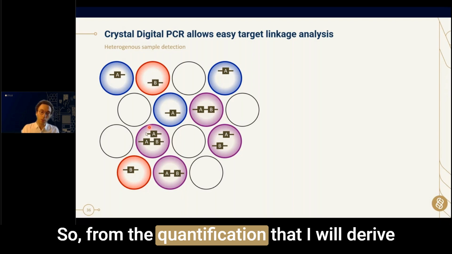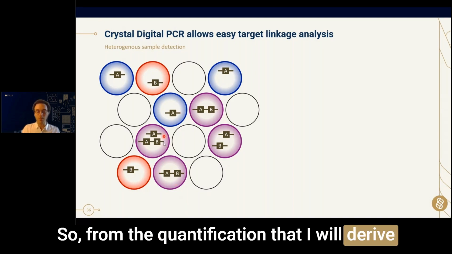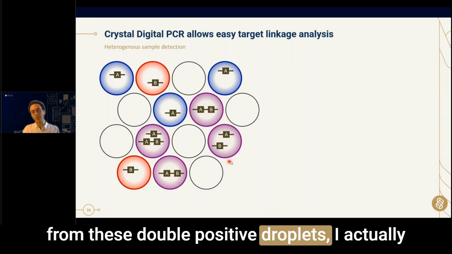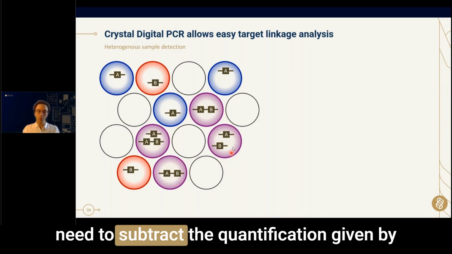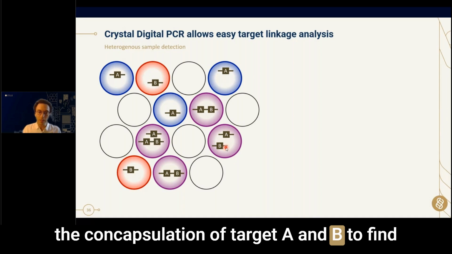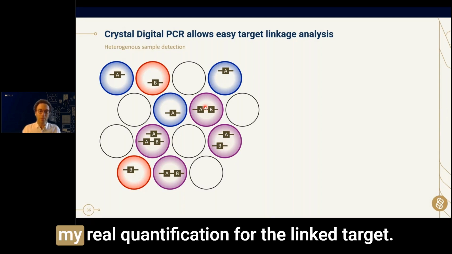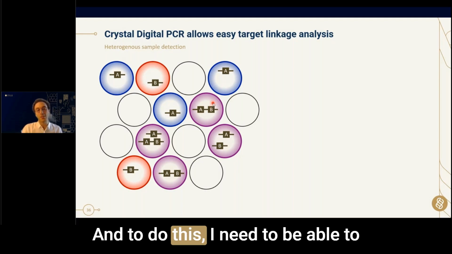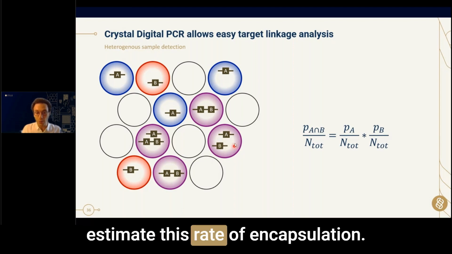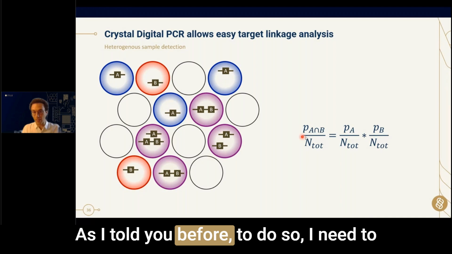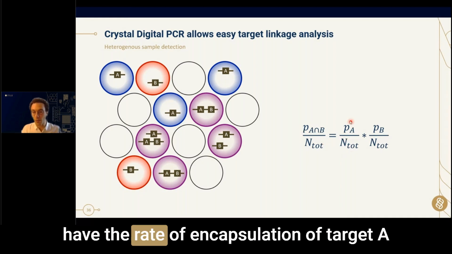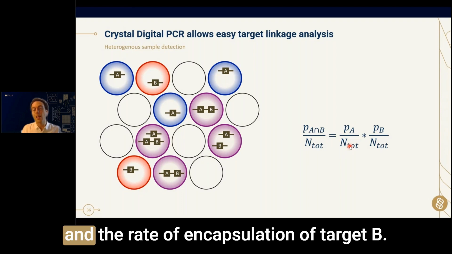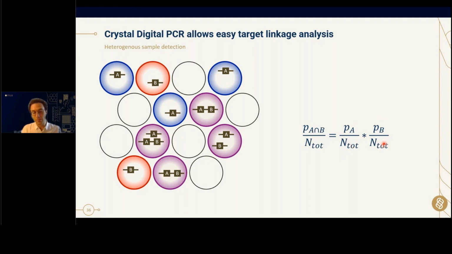So from the quantification that I will derive from these double positive droplets, I actually need to subtract the quantification given by the co-encapsulation of target A and B to find my real quantification for the linked target. And to do this, I need to be able to estimate this rate of co-encapsulation. As I told you before, to do so, I need to have the rate of encapsulation of target A and the rate of encapsulation of target B.